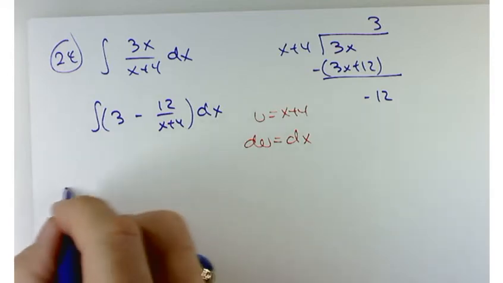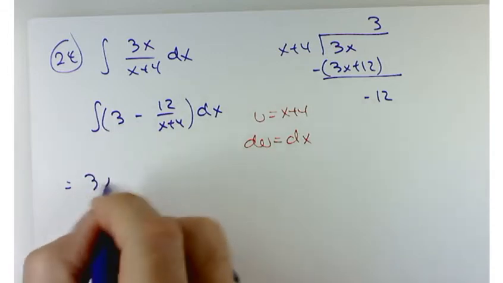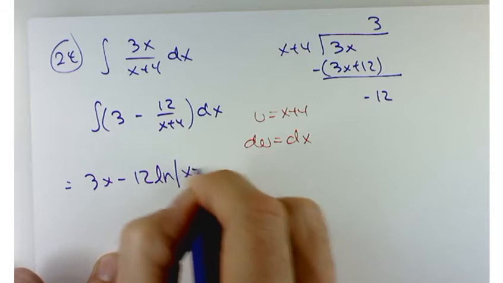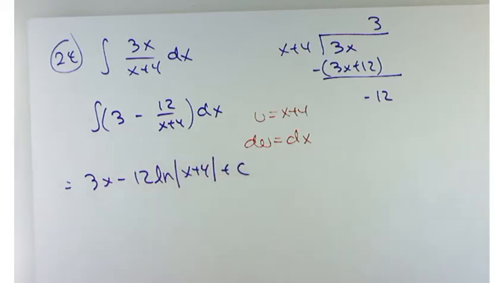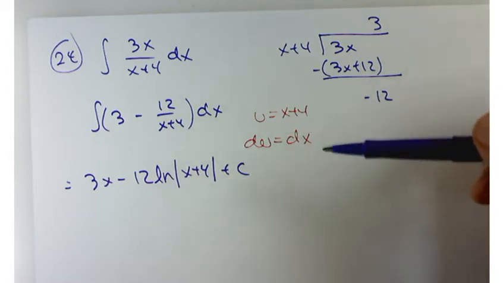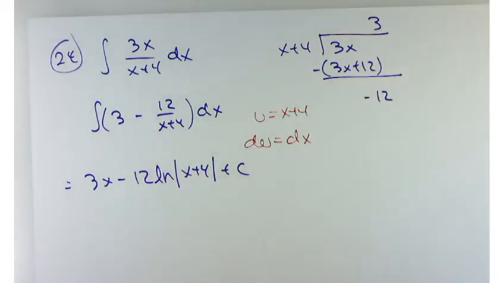So in this case, doing this in our head, that's going to be 3x minus 12 times the log of x plus 4. Done. So if du equals dx, just kind of bypass that u substitution stuff. Just do that part in your head. Integrate it like you think you would.